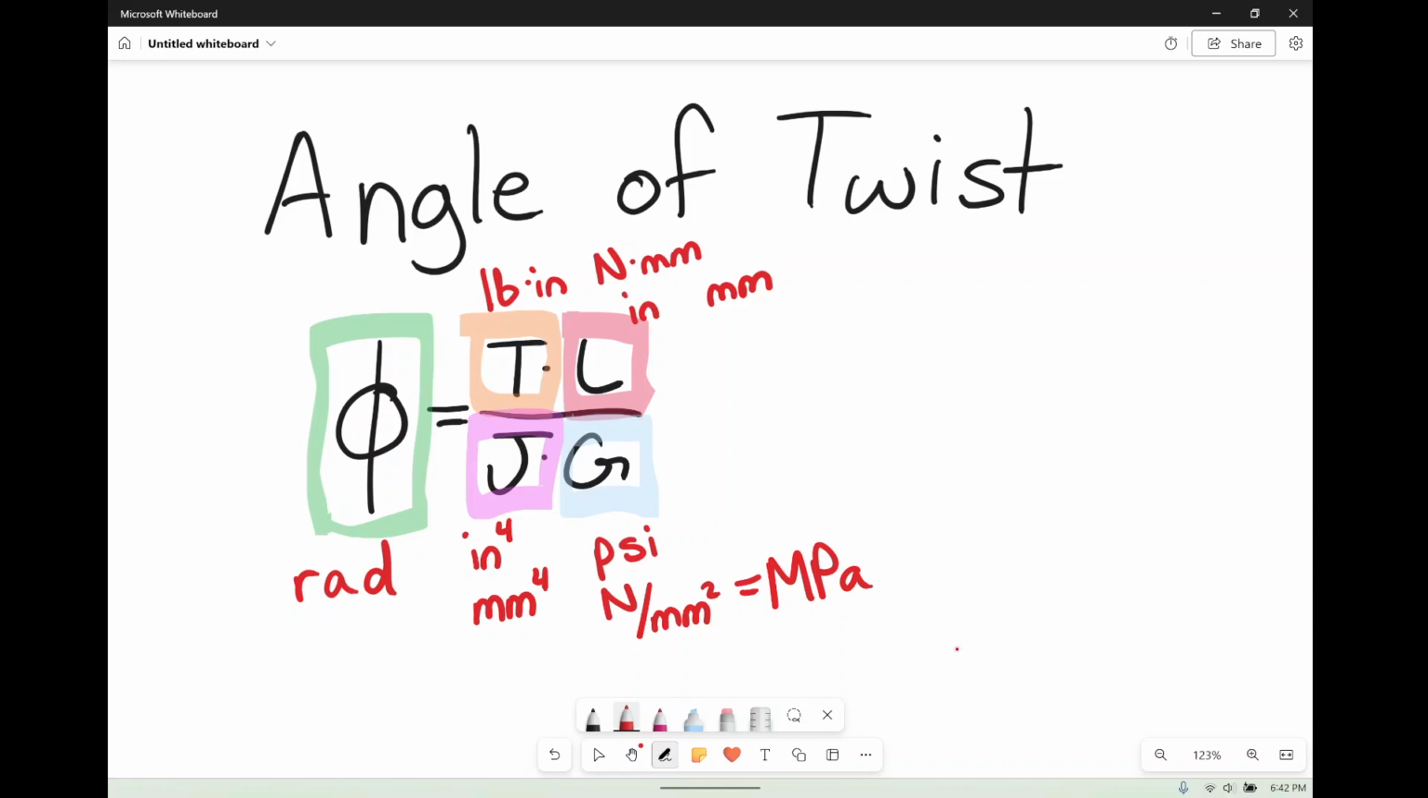So again, usually G is going to be given in gigapascals, and again, a gigapascal is simply 10 to the third megapascals. So just be really careful when you're doing stuff with angle of twist that you're paying attention to your units, because if you don't, you're not going to get an answer that makes any sense whatsoever.